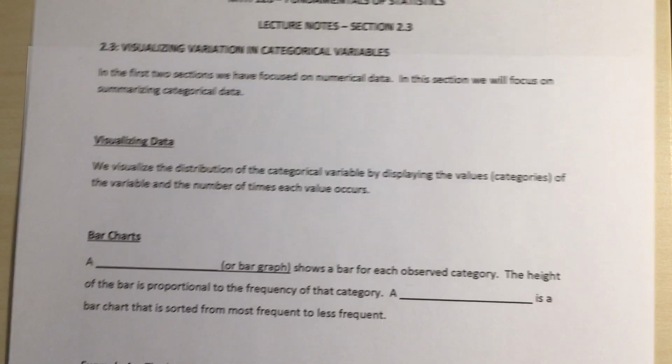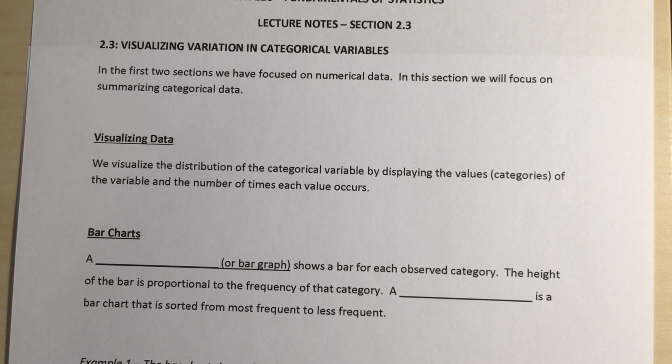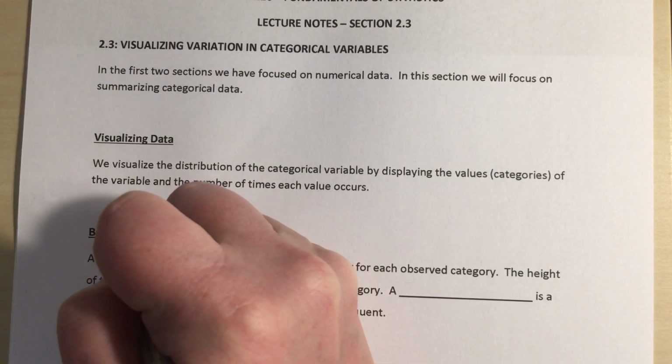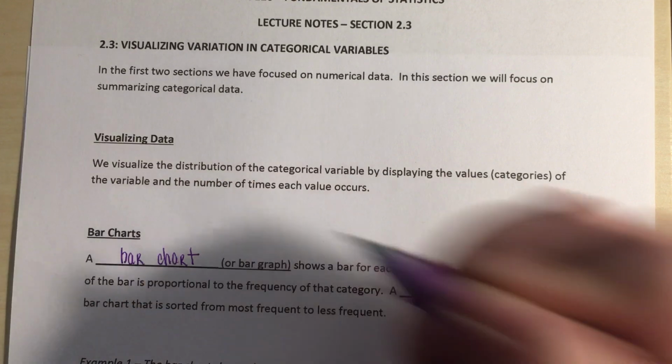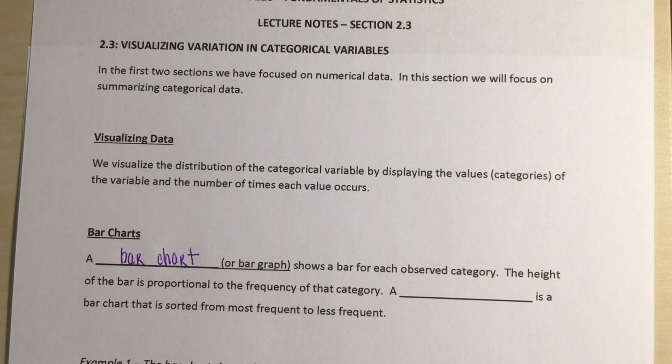So when we're visualizing data, we're going to visualize the distribution of the categorical variables by displaying the values or categories of the variable and the number of times each value occurs. The first way we're going to do this is to use something called a bar chart. A bar chart or bar graph shows a bar for each observed category. The height of the bar is proportional to the frequency of that category.